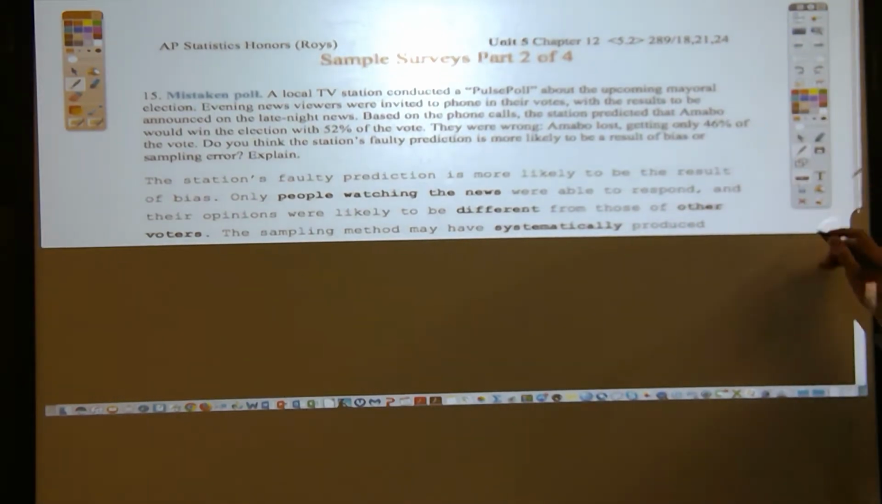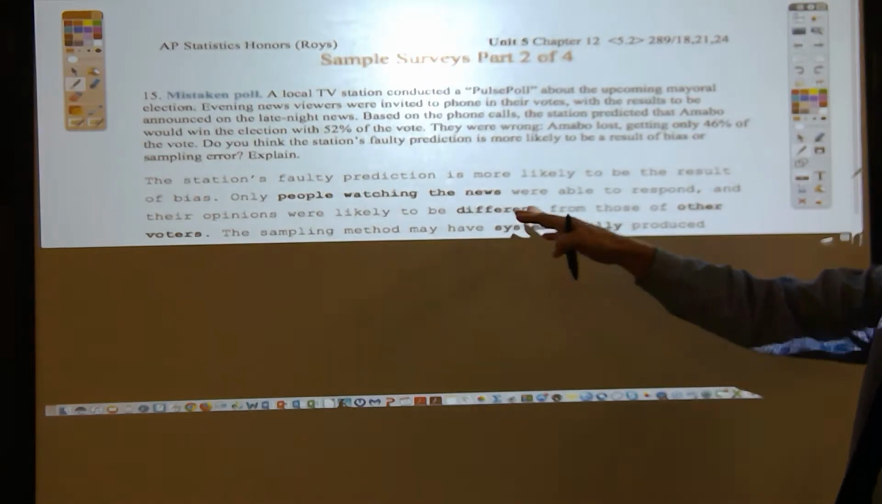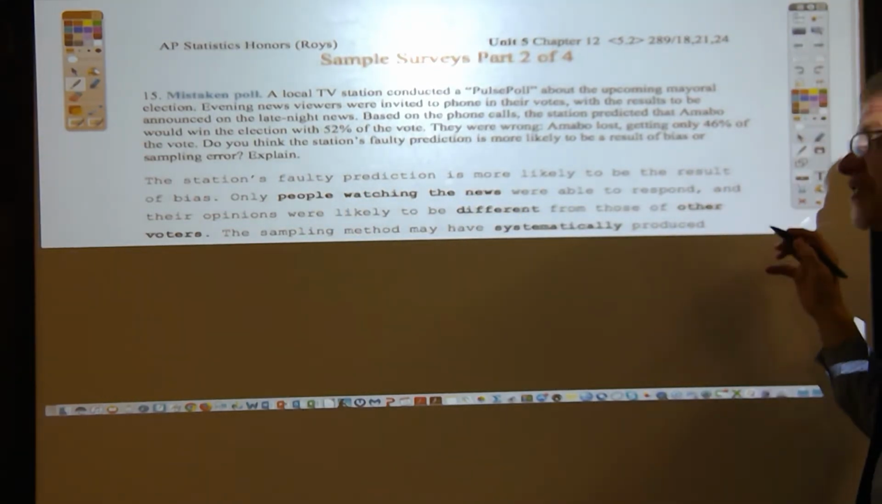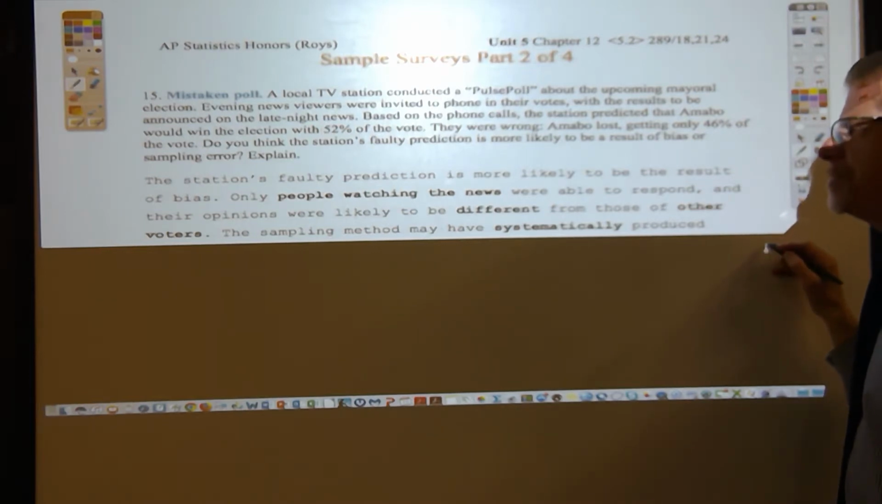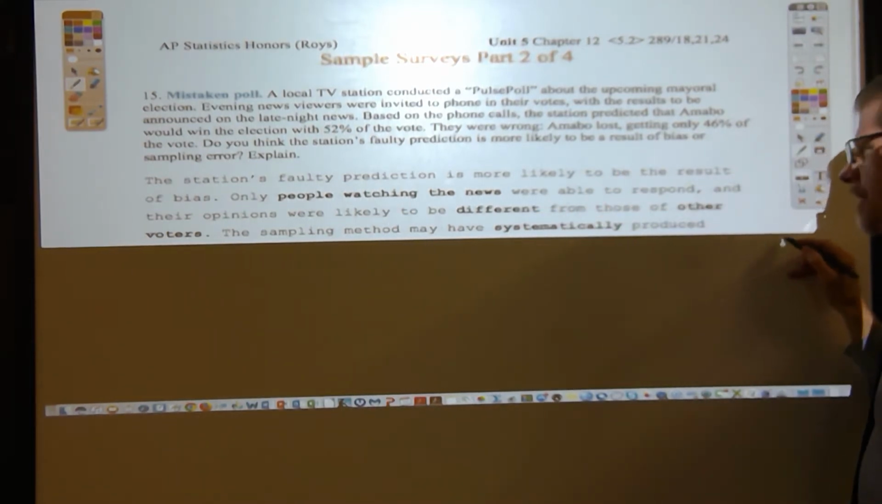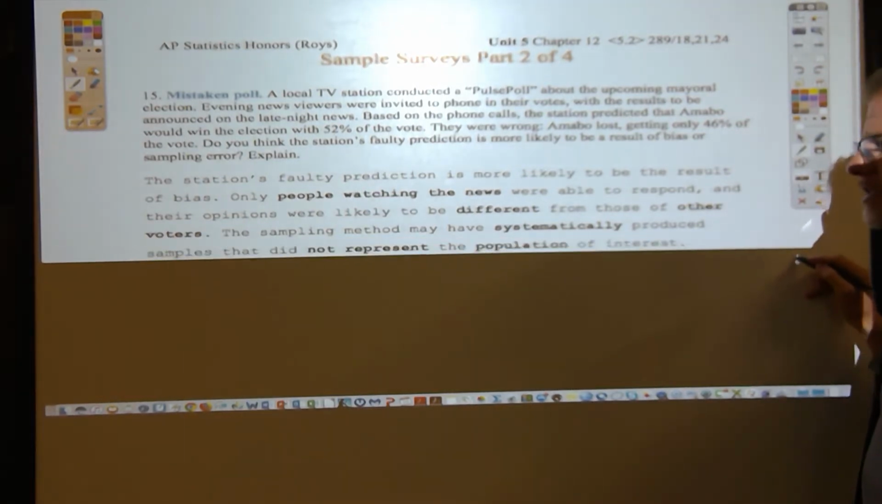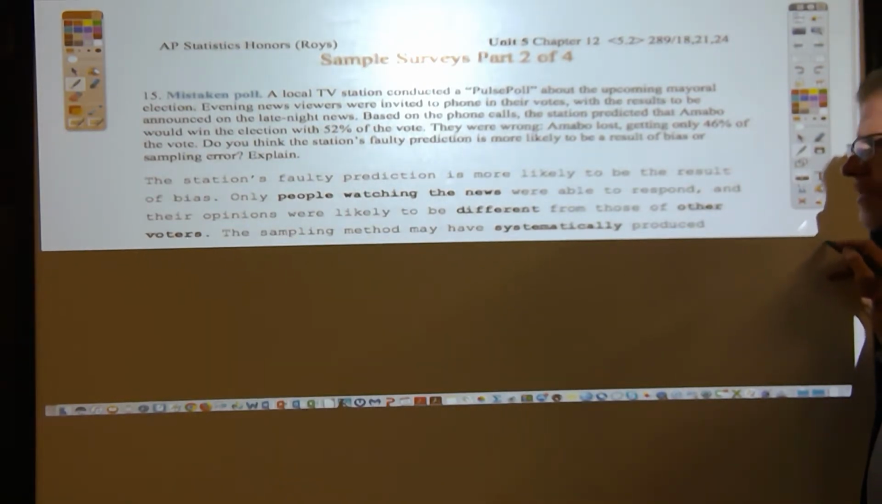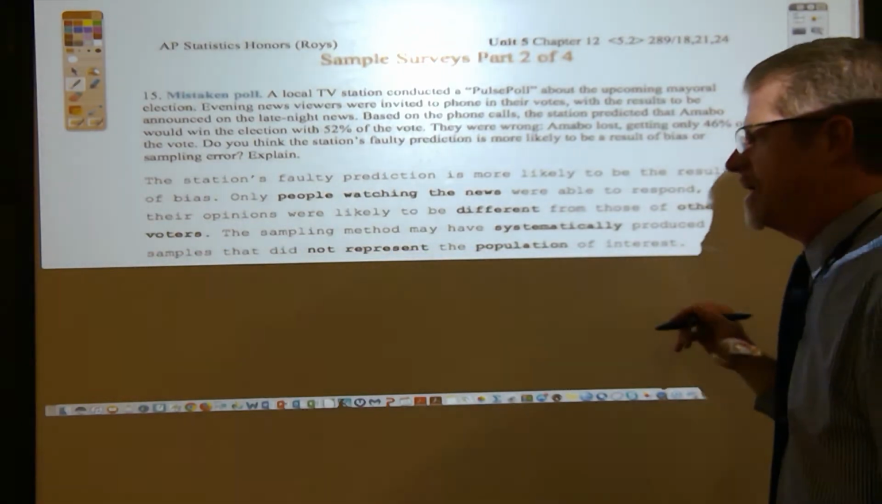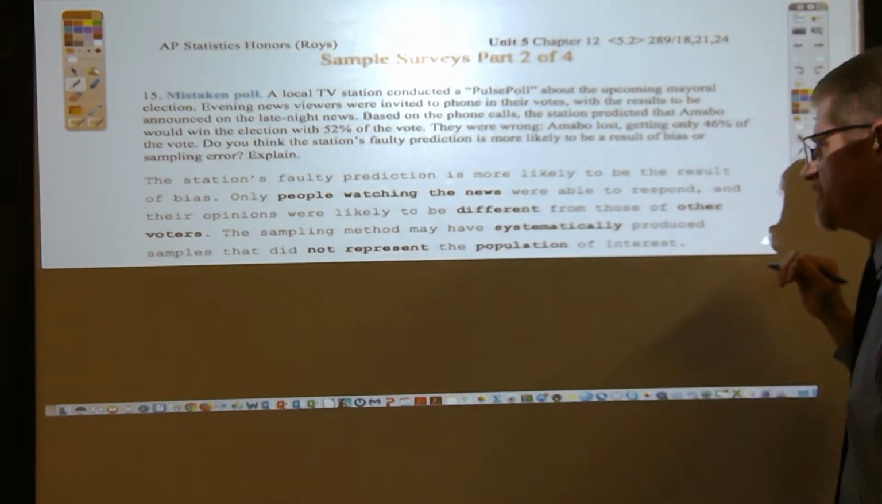Loved it. Now, so it's only people watching the news. Imagine me and my dad, my mom and my brothers and sisters sitting around the TV watching the news. They're able to respond. Their opinions were like, see, not everyone did that. Some people don't sit around watching the news. You have to have a television, you have to have a house. In most cases, a sampling method may have systematically produced samples that did not represent the population of interest.